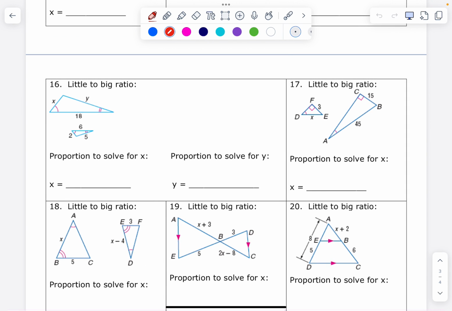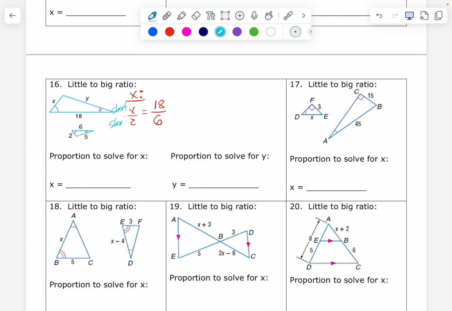Yesterday, we set up the two proportions for X and Y in number 16. And for X, you guys said X to 2 and 18 to 6. So if we describe those, I would say X is short and 2 is short. So that's short to short, and then 18 and 6 are both the long sides. So it's short to short, long to long. Okay?